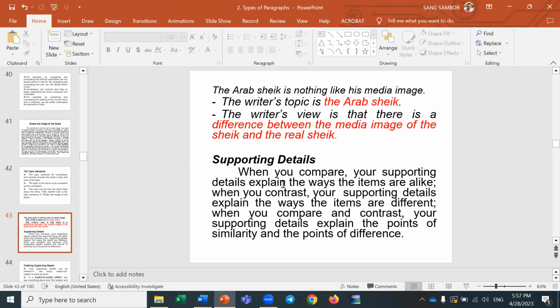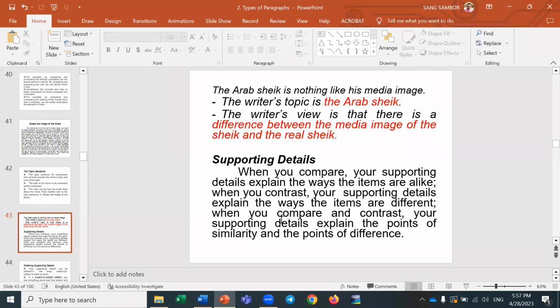The next important part is the supporting details, the supporting points for the comparison and contrast. When you compare, your supporting details explain the ways the items are alike. So if you are writing only the comparison, you will point out only the similarities of the two items. When you contrast, your supporting details explain the ways the items are different. If you are writing the contrast, you will come up with only the differences between the two items.